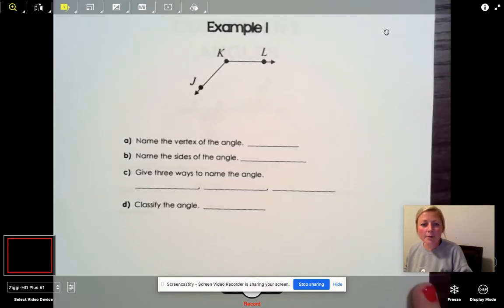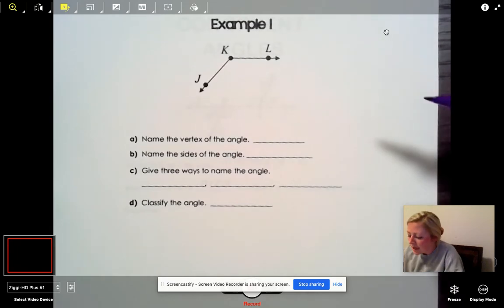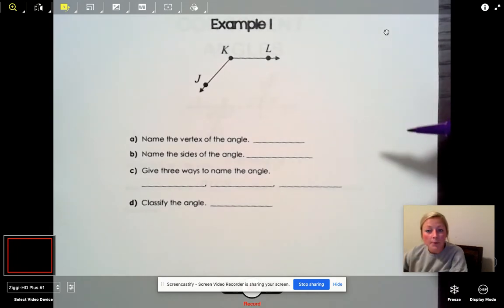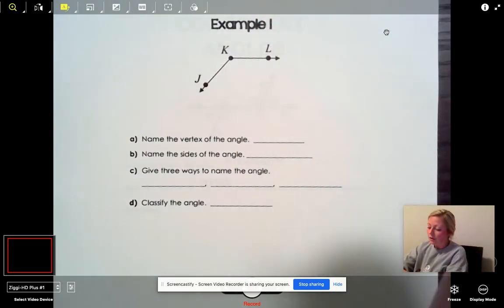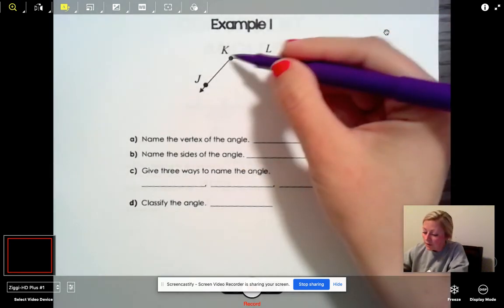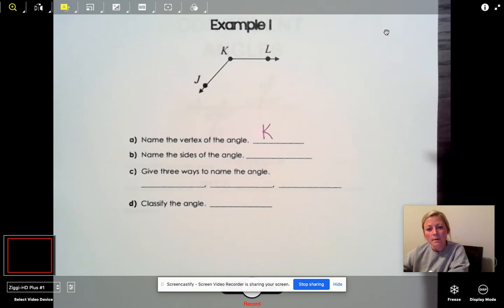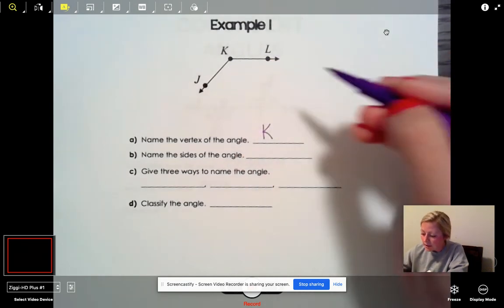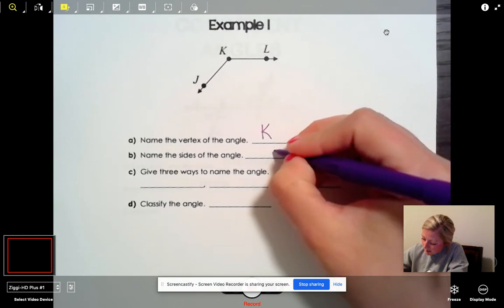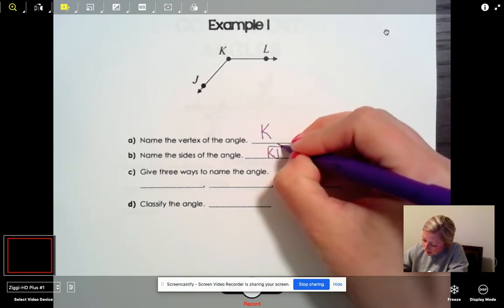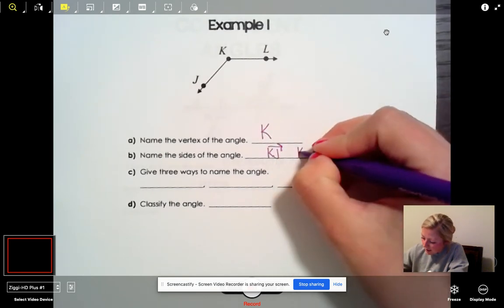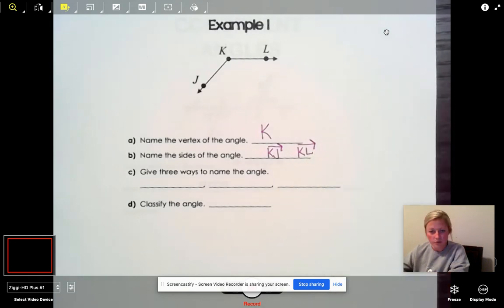Example 1. Name the vertex of the angle. Remember, the vertex is our middle letter or the common endpoint of both of our rays. So that would be K. Name the sides of the angle. Remember, those are the rays. So I would have ray KJ and ray KL. Those are the sides.